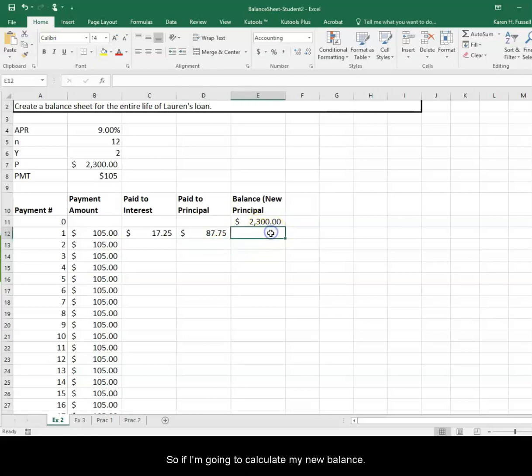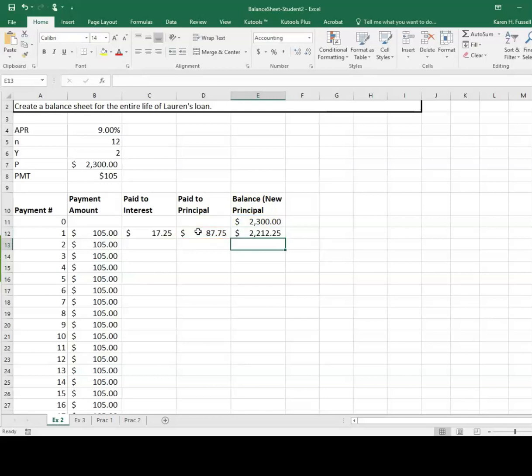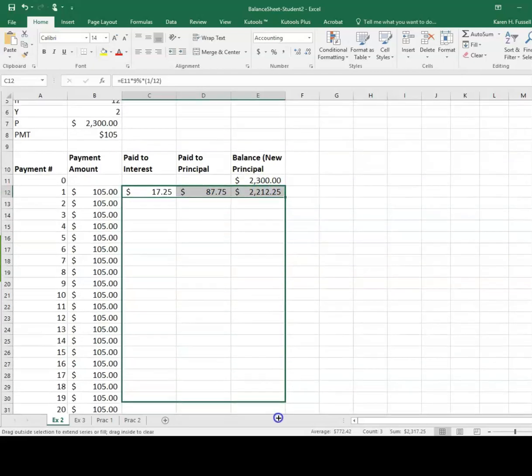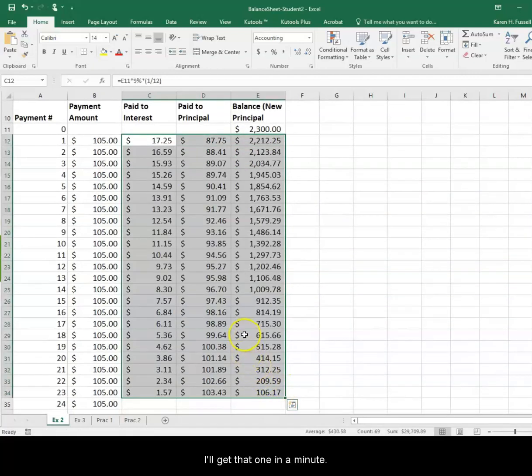So if I'm going to calculate my new balance, I'm going to have to do equals that cell reference, that E11, minus the amount being paid to the principal, okay, and then hit enter. So now my new balance is $2,212.25. Okay. Now I can take this and copy this down. Since all of these are formulas, I can copy them all down at the same time, only because they're all formulas. And copy that all the way down. Oops, missed one. I'll get that one in a minute.